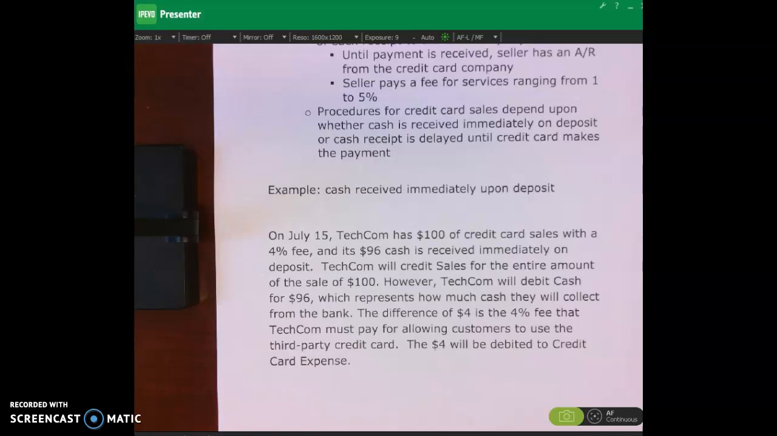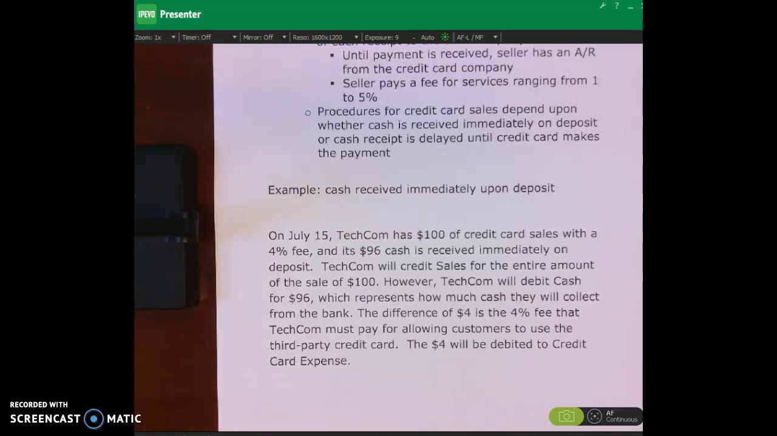So this just affects what journal entry we do at the time of sale. If the restaurant gets cash right away, then they can debit cash. But if they have to wait to get cash because they have to remit the credit card sales receipts to the credit card company, then they have an accounts receivable because they didn't get paid right away. All right? So let's look at the first situation, which is they get cash right away.